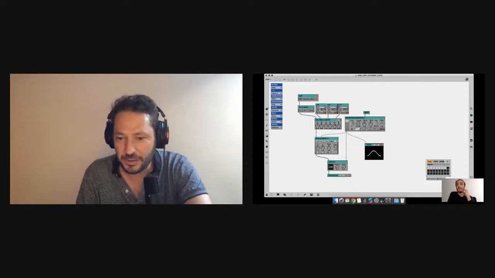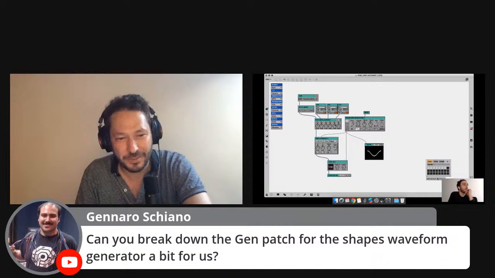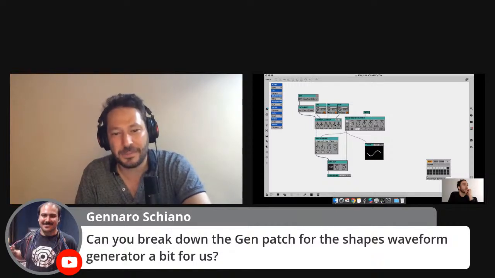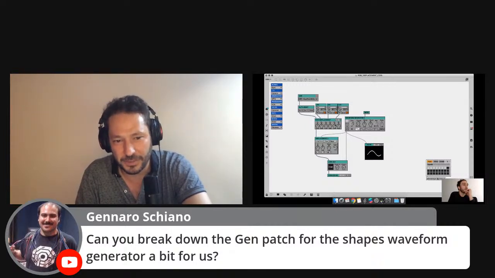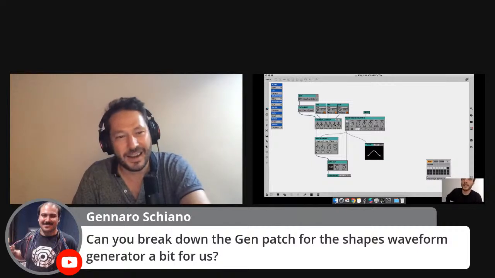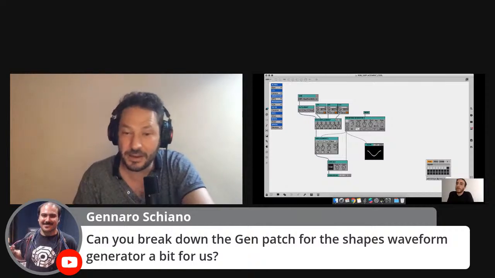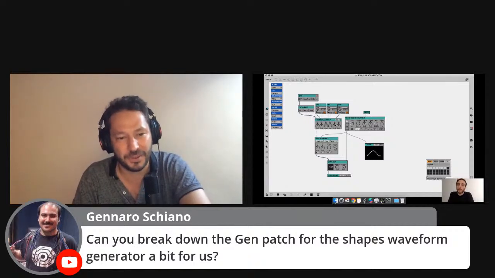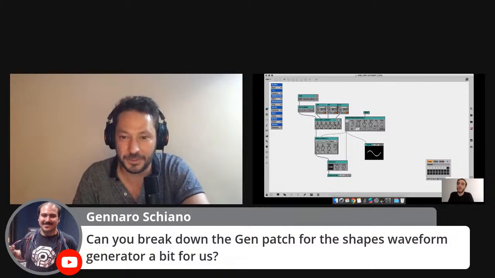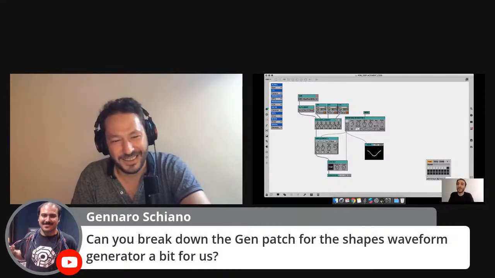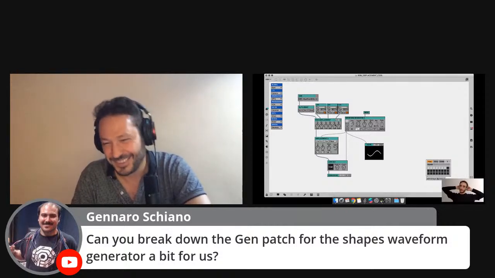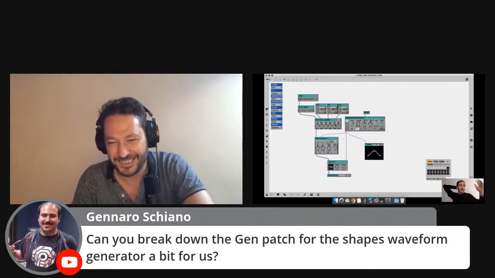Well, we have one other question, which might be a little long to answer, from Gennaro. Can you break down the Gen patch for the shapes waveform generator a bit for us? And I have an alternative question for you, and you can choose which one to answer. So I suppose over the past 4 years, your pack has been used by many artists, and I was just wondering if you had examples of artists you're very proud of for how they used Vsynth. Yeah, of course. You can choose one of the two, or both. I'm happy to stay, it's just for people who are watching.